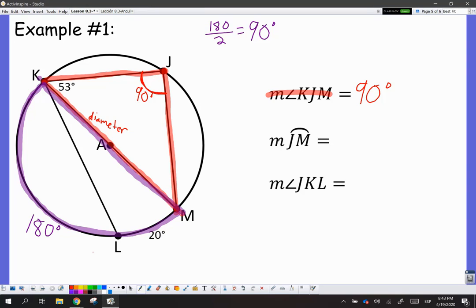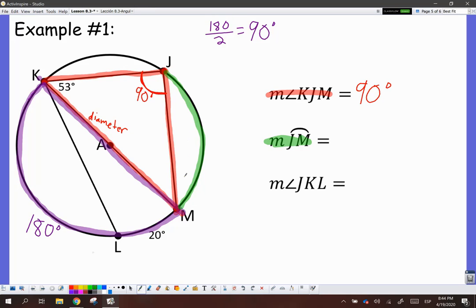Let's move on to the measure of arc JM. So I'm going to do that one in green. So the measure of arc JM, let's go find it. So here's point J, here's point M. I know it's an arc and it's a minor arc because there's only 2 letters. So I'm going to highlight this piece right here. So I'm finding the measure of the arc.